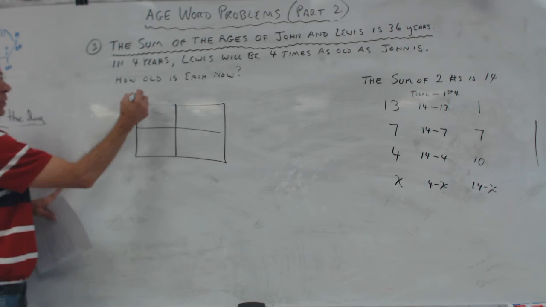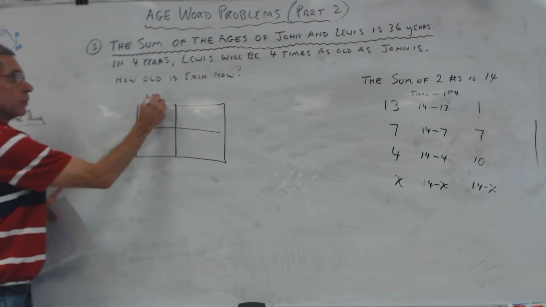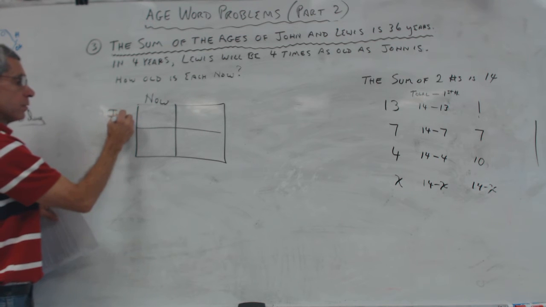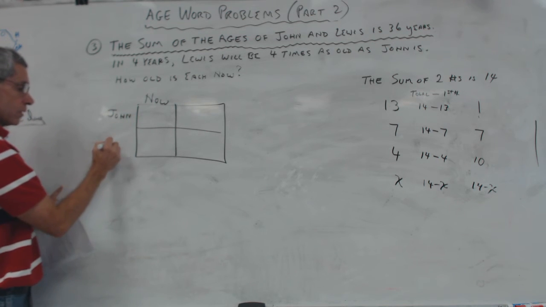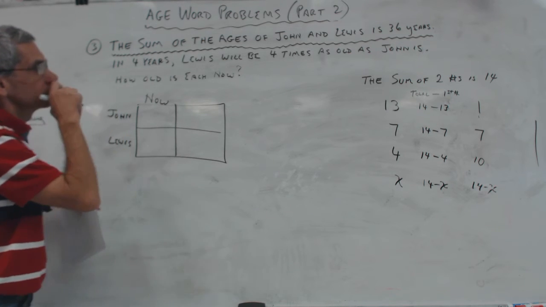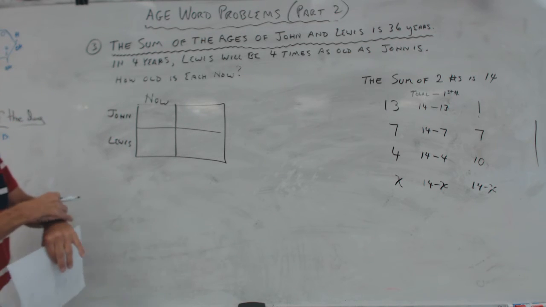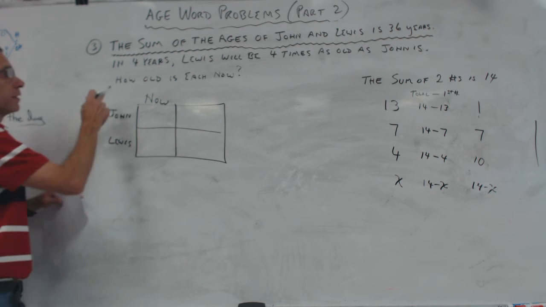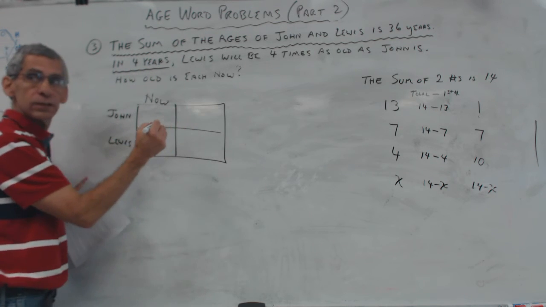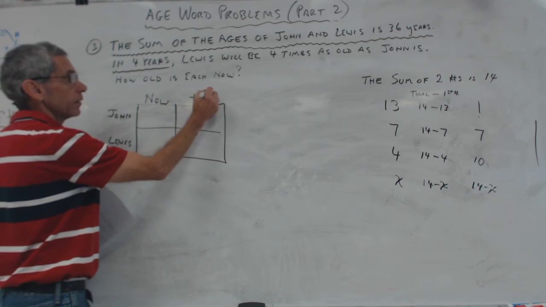Okay. So now, who do we have? John and Lewis. No, Louis with an O-U-I-S is not it. Lewis is when you have an L-E-W-I-S. Then it says, in 4 years, plus 4, right?